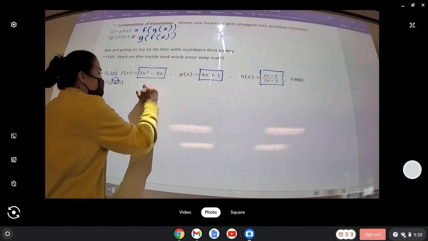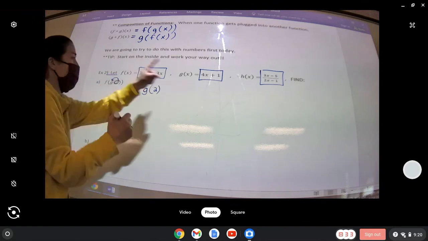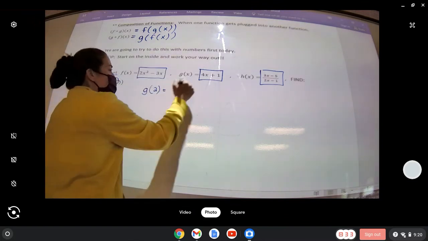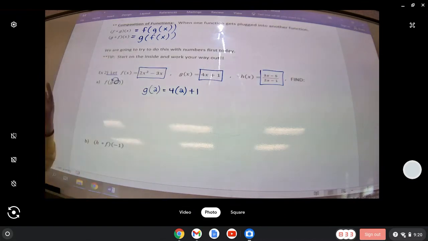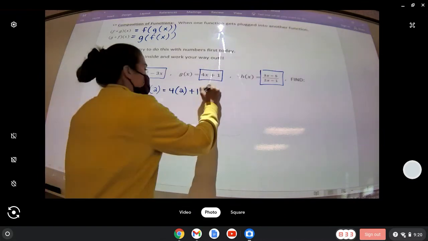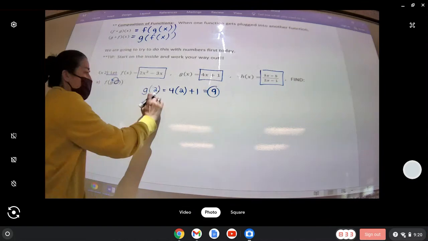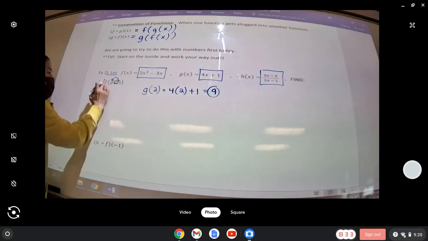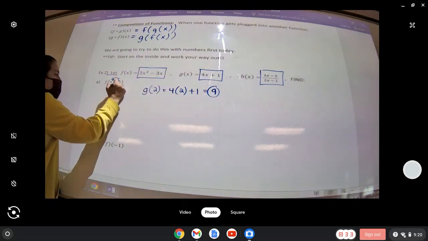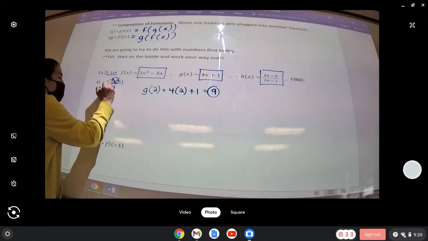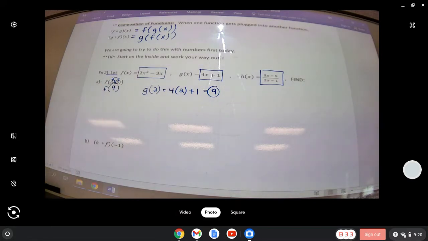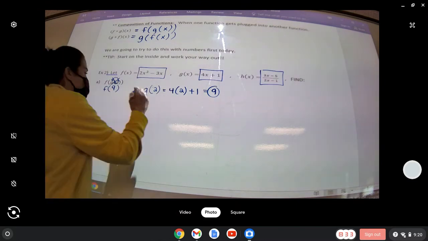Let's do that. What's g of 2? So make sure you go to the right letter, all right? So that's going to be 4 times 2 plus 1. 4 times 2 is 8. 8 plus 1 is 9. Okay, so that means g of 2 spit a 9 out. So g of 2 just became 9. Now 9 is going to go into f. So now you're going to find f of 9. So now we're going to go to function f. We're going to plug a 9 in for all of his x values.